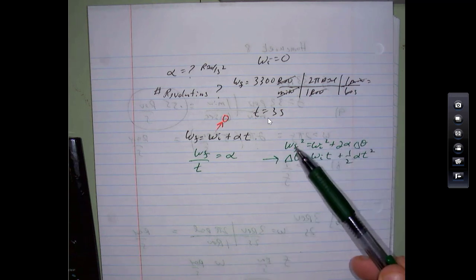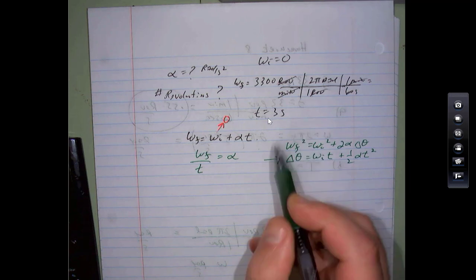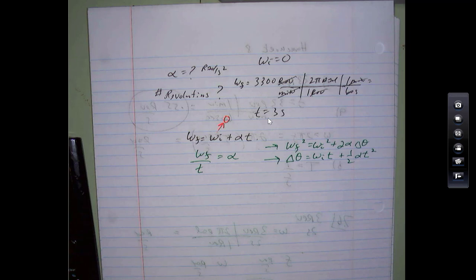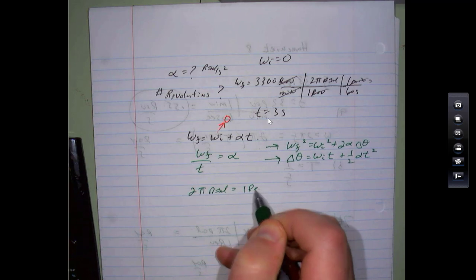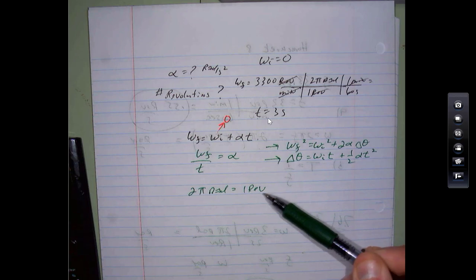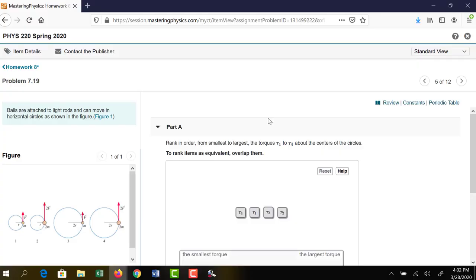Or we just figured out the final. The initial was 0, and we know alpha because we just figured that out as well. So you could use either of these to figure out how many radians you go through. And then to get how many revolutions, remember 2 pi radians is 1 revolution. When you get delta theta here, it will be in radians, and then use this conversion factor to figure out how many revolutions that corresponds to. Okay, let's look at the next one. In this problem, we've got balls attached to light rods that can move in horizontal circles.